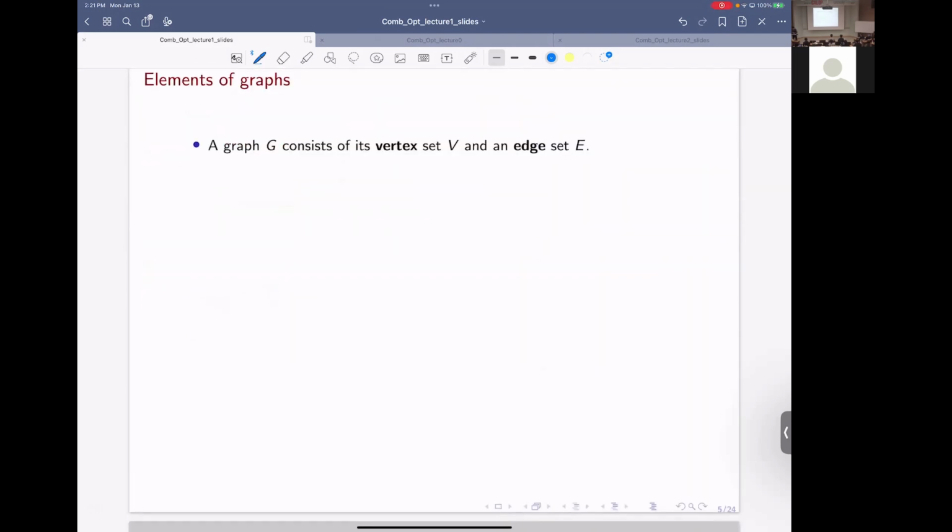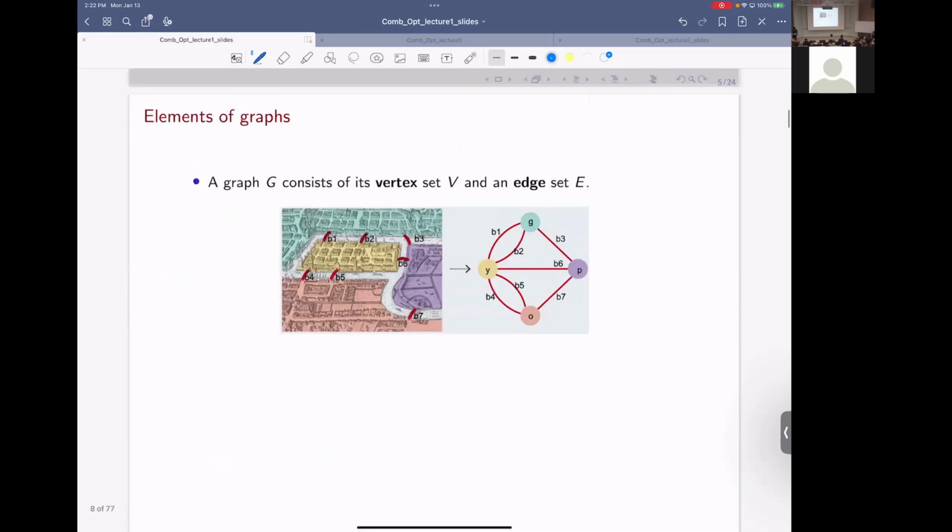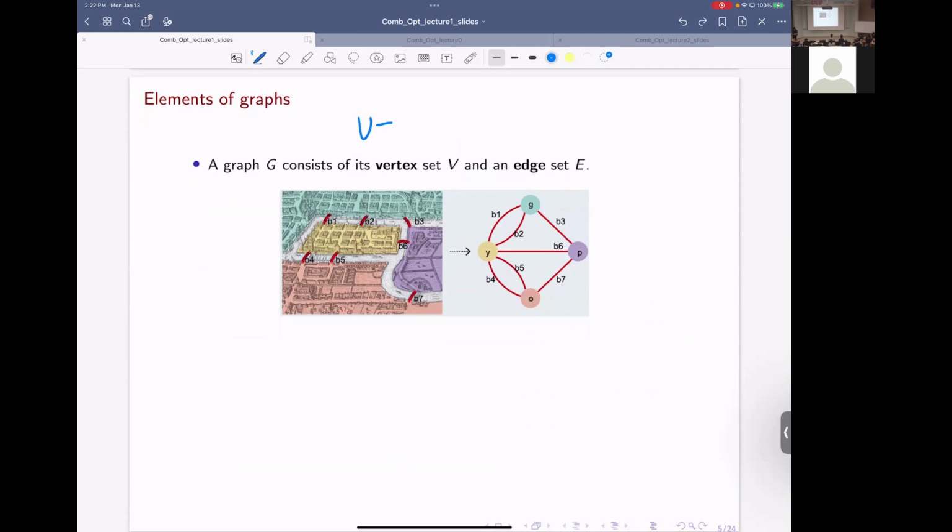So there are several elements for graphs. A graph consists of vertices, where you enumerate the first vertex, the second vertex, and so forth, and the plural is vertices. And you have a set of edges. Like this, you have the vertex set given by green, yellow, orange, and purple, and the edge set is given by the 7 bridges. Whenever you are given a graph, it consists of the vertex set and the edge set.